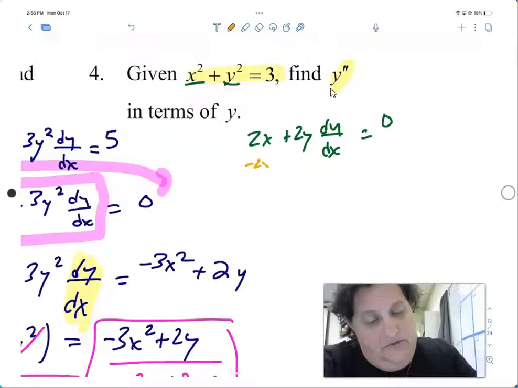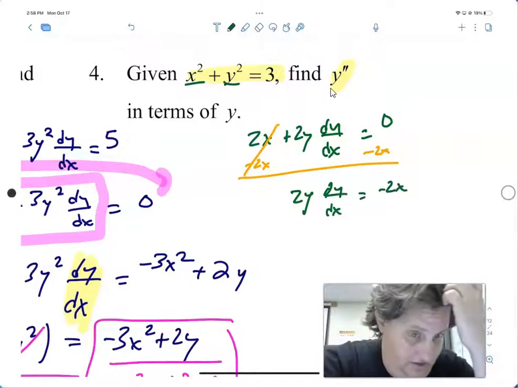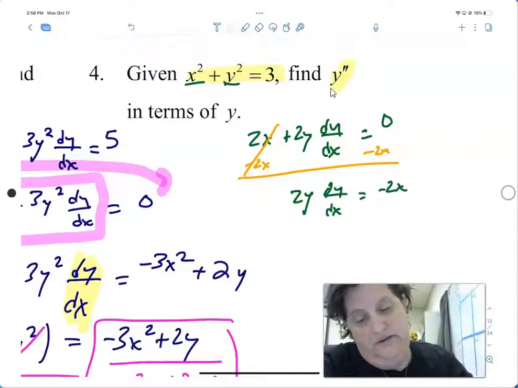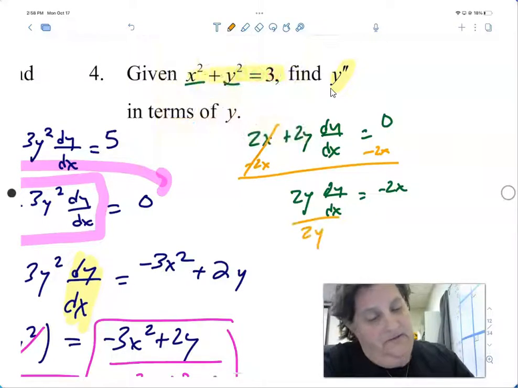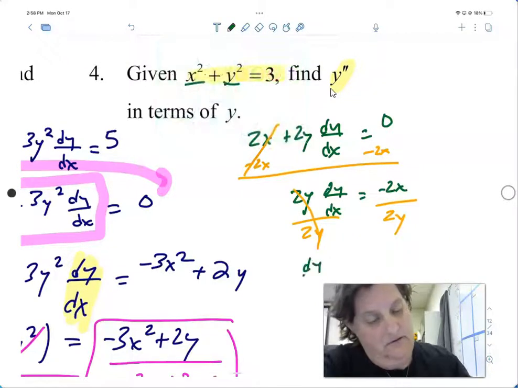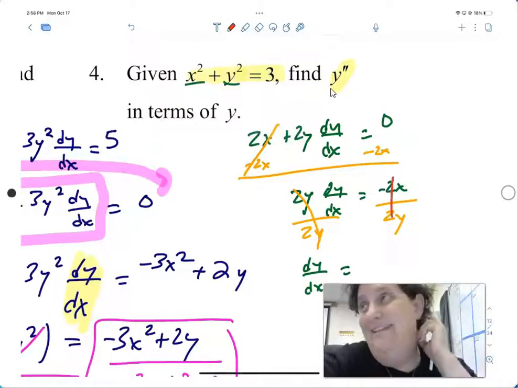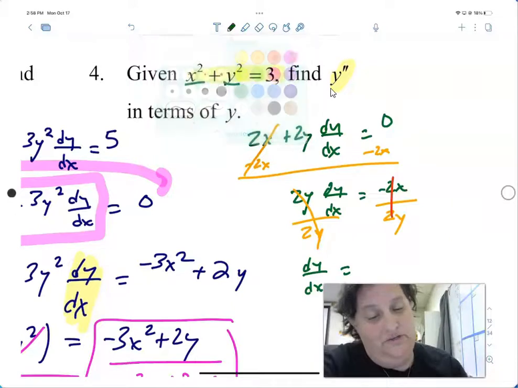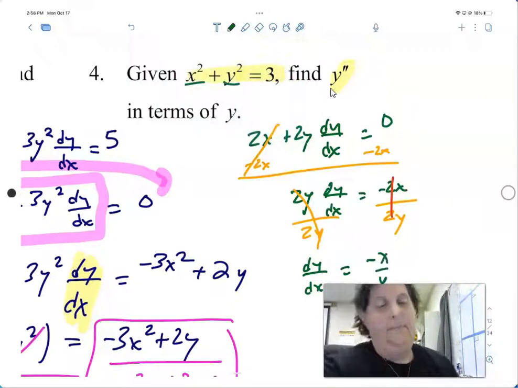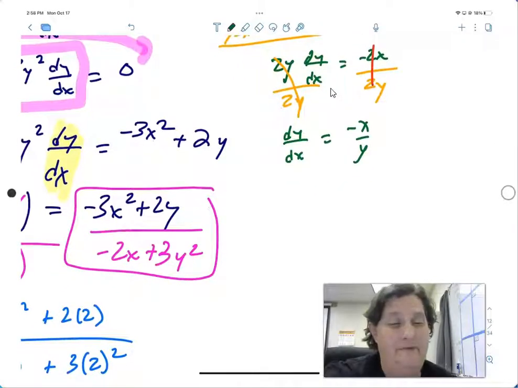Okay? Because when I try to get the dy/dx by itself, I get that 2y dy/dx equals negative 2x. And when I go ahead and divide over the 2y, here's what I get. You can cancel out the 2's if you want. Again, we don't really simplify it unless it's going to make the rest of the problem easier, which this is. So, okay, I get negative x over y. Now, you guys, that is the first derivative.